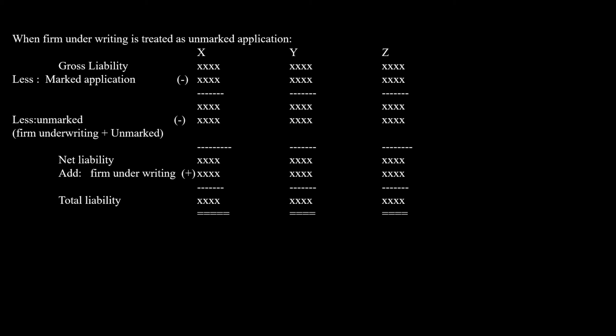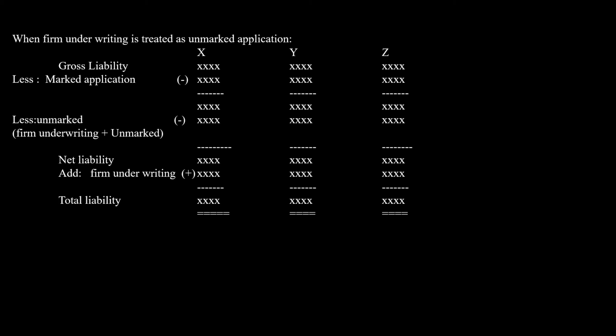Whenever in between you get a surplus, you have to share that between the remaining underwriters. The same logic holds good for all the sums, till the end, the same logic from the beginning. Whenever you come across a surplus for any underwriter, the surplus will be shared by the remaining underwriters in the gross liability ratio. That will hold good for all the sums. So these are the formats of your firm underwriting treated as unmarked application. Now we'll go to the next slide.